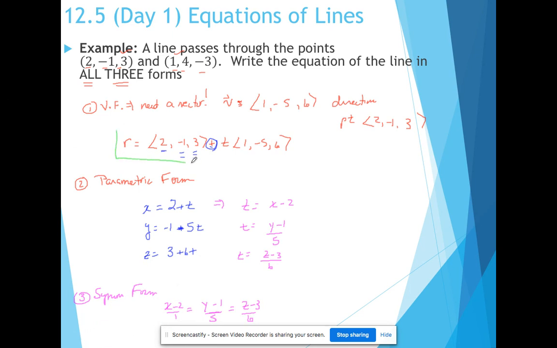Vector form, parametric form, and symmetric form.